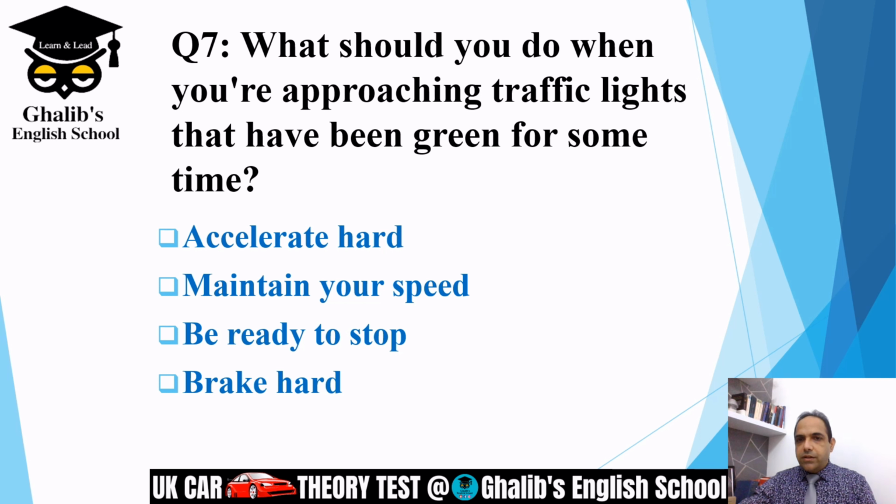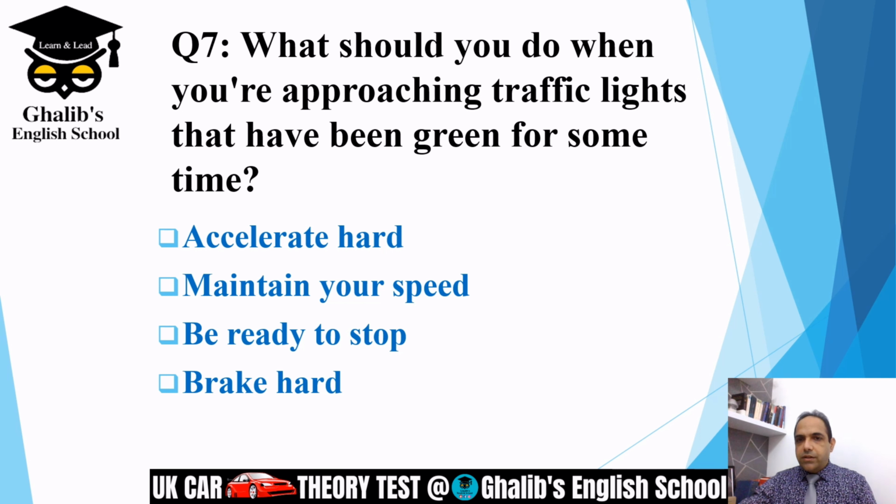Question number 8 is, what should you do before slowing down or stopping your vehicle? You should sound your horn, use the mirror, select a high gear, flash the headlights. So you should use the mirrors. When we slow down, we need to look at the mirror. Why? Because the mirrors can show us how far we are from other vehicles, and we don't want to hit each other. That's why we need to use the mirrors.